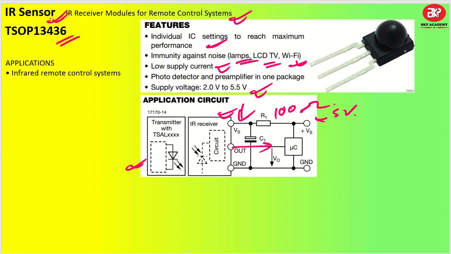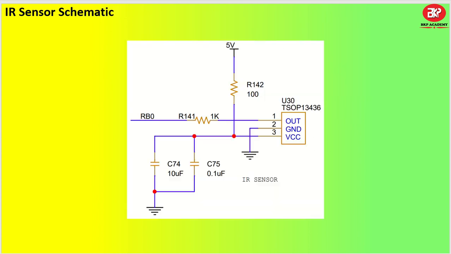Got it? So what will be the circuit for this? Let us say this is your IR sensor. What is going to happen? I have the VCC pin, and on the VCC pin I have given 10 microfarad and 0.1 microfarad as decoupling capacitors. This is my bulk capacitor. Then this is 100 ohm in series with the 5 volt supply. If you want, you can give 3V3 also in your circuit.